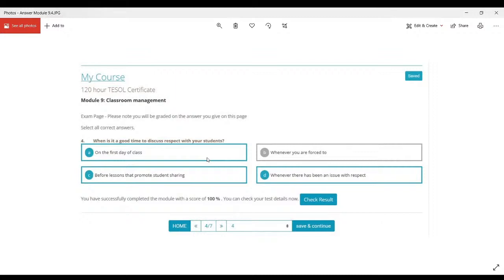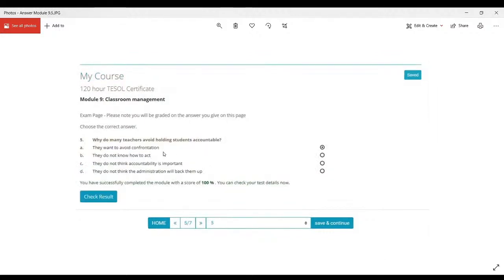Number four, when is it a good time to discuss respect with your students? Okay, on the very first day of class. That's letter A. Letter C, before lessons that promote student sharing. And letter D, whenever there has been an issue with respect. As we learned, you have to stress it throughout the school year, because sometimes they forget, especially when there are exciting group projects and group discussions. Okay, so A, C, and D. Save and continue.